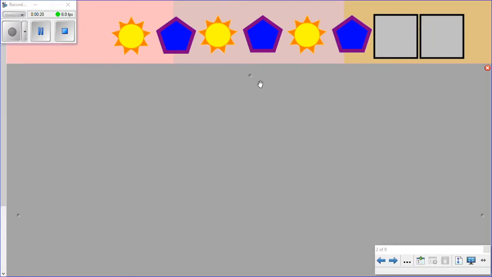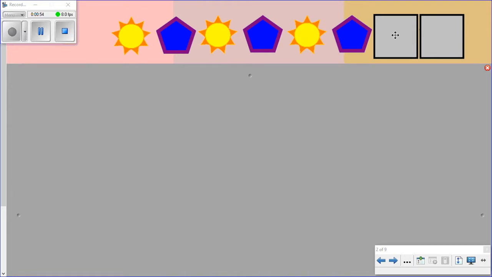Here I have a pattern. We can tell this is the sun. Do you know what shape this is? Let's count how many sides there are. 1, 2, 3, 4, 5. There are 5 sides. This shape is called a pentagon. So here's my pattern. Sun, pentagon, sun, pentagon, sun, pentagon.